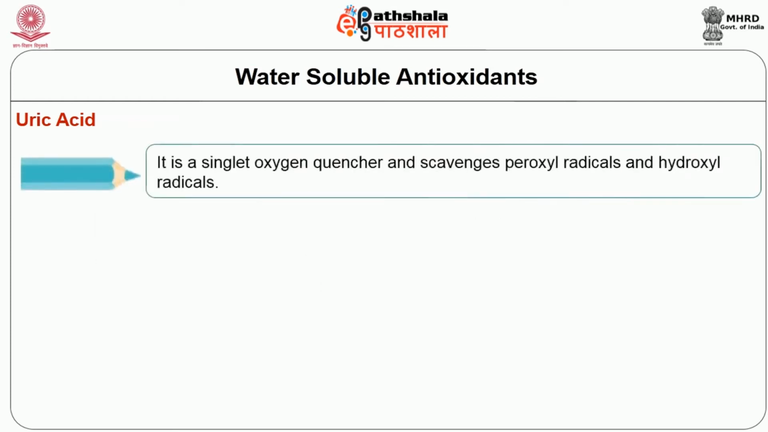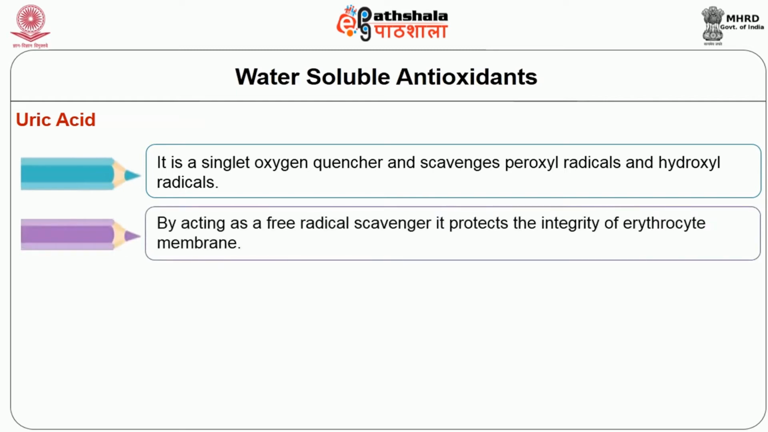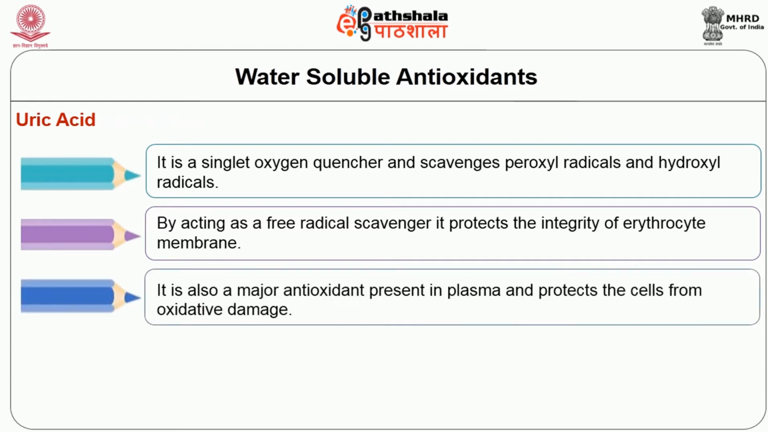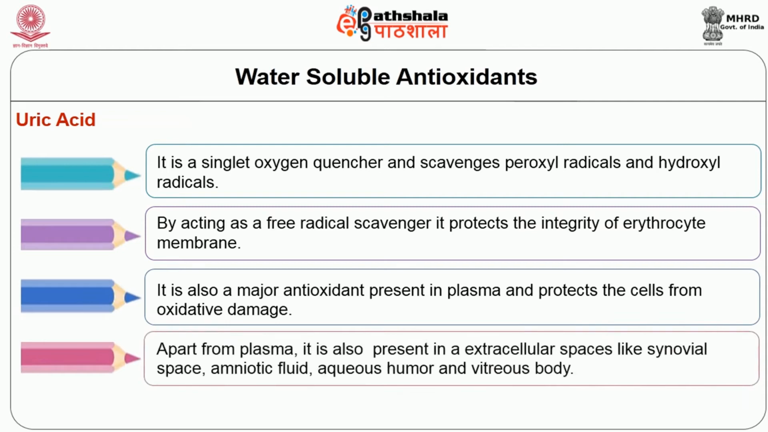It is a singlet oxygen quencher and scavenges peroxyl radicals and hydroxyl radicals. By acting as a free radical scavenger, it protects the integrity of the erythrocyte membrane. It is also a major antioxidant present in plasma, which contributes up to 24% of the free radical scavenging ability of plasma and protects the cells from oxidative damage. Apart from plasma, it is also present in extracellular spaces like synovial space, amniotic fluid, aqueous humor and vitreous body.